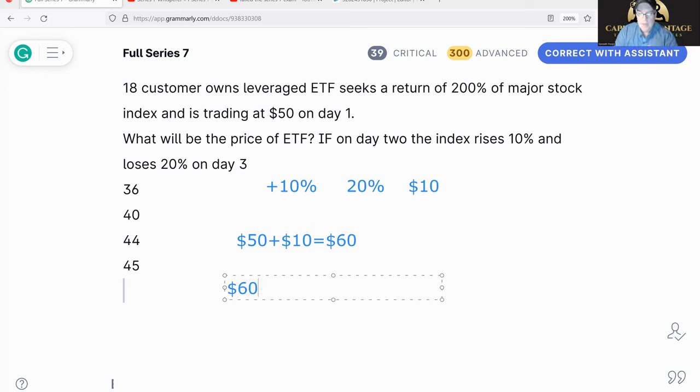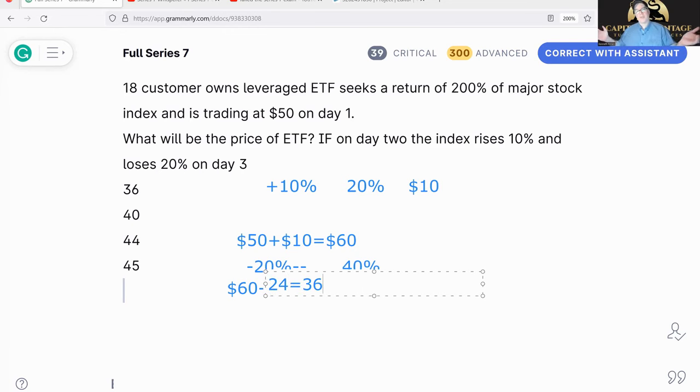So now it's going to go down 20%. The market goes down 20%, but that means we're going to go down 40% because we're 2x. So 40%, we have to do the math on this. 60 times 0.4 equals 24. So we're going to do 60 minus 24, which equals 36. So our new price is 36. That's pretty straightforward. I got one more for us.